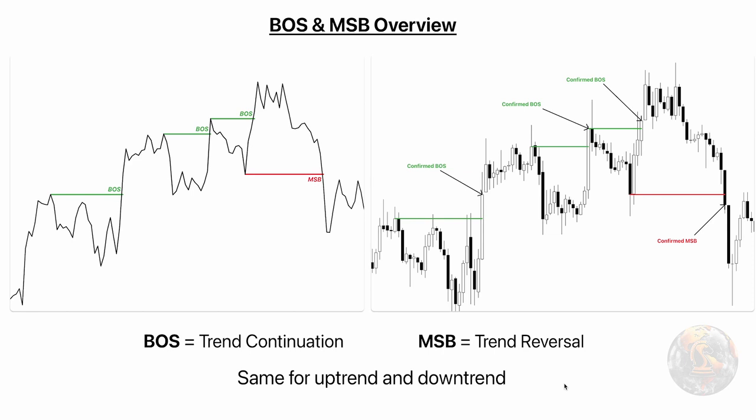And for a trend reversal, so when one trend ends and the next one begins, that is what you call a market structure break, MSB, and that denotes a trend reversal. Same for an uptrend and for a downtrend.